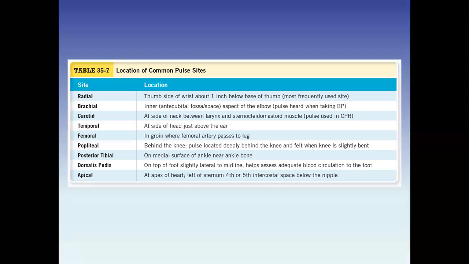And the femoral is in the groin, where the femoral artery passes to the leg. The popliteal is on the medial surface of the ankle near the ankle bone. The dorsalis pedis is on top of the foot, slightly lateral to the midline, helping assess the circulation of the foot.